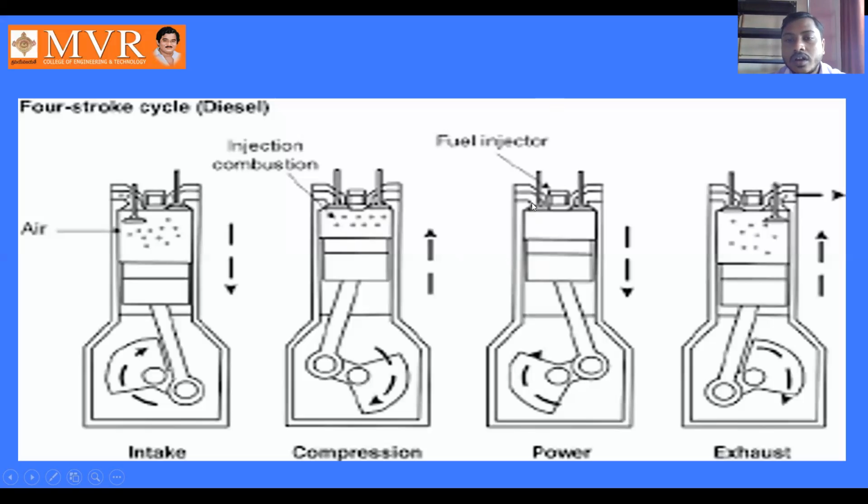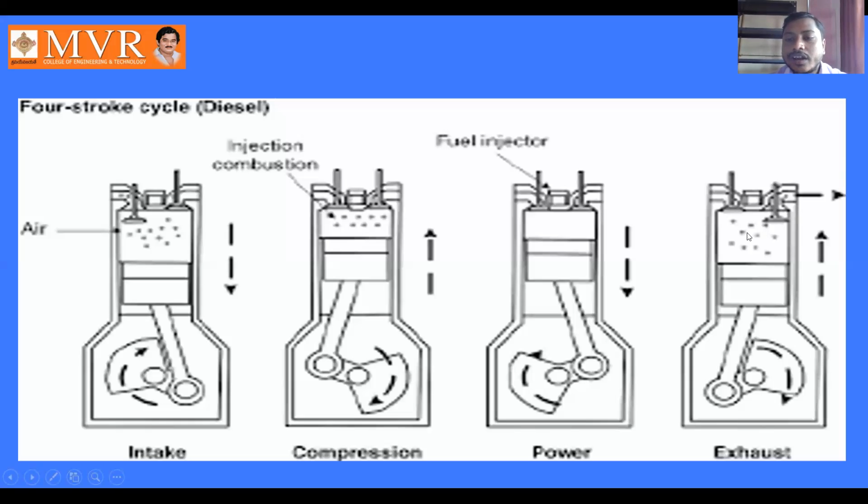And coming to the power stroke, at the end of the compression, by using this fuel injector, the fuel is injected into the engine cylinder. When the fuel has been injected, ignition is going to take place. This is the 4-stroke cycle diesel engine. Coming to the comparison of the 4-stroke cycle and the 2-stroke cycle, see here, in the spark ignition engines we are using spark ignition, whereas in the diesel engines or CI engines we are using fuel injectors for the combustion process.